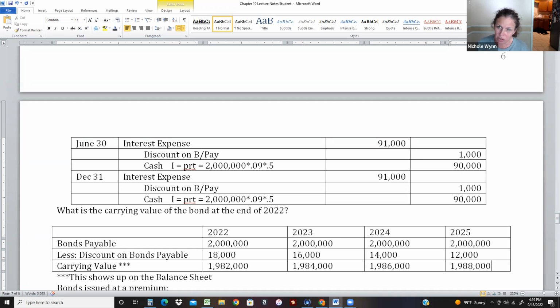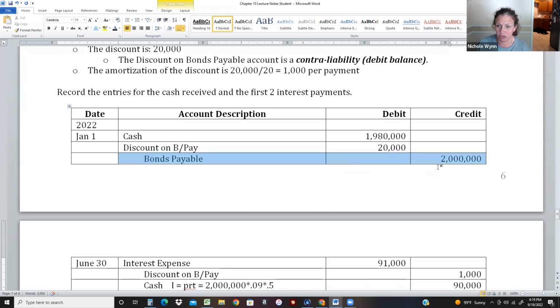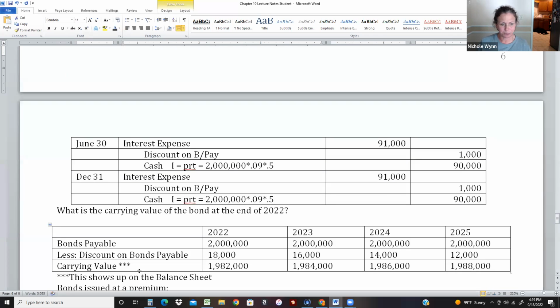And then we would repay the $2 million bond, because at the end, we've got to give the investors their $2 million back.